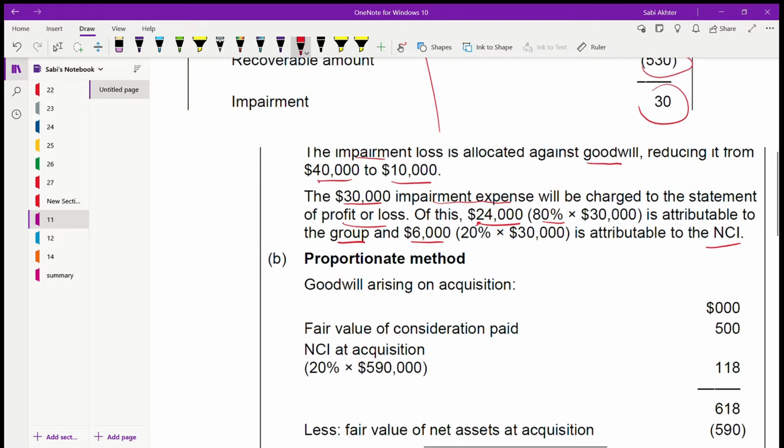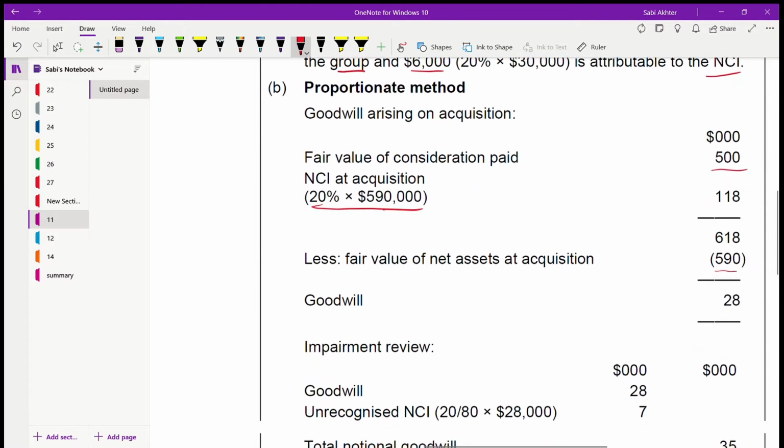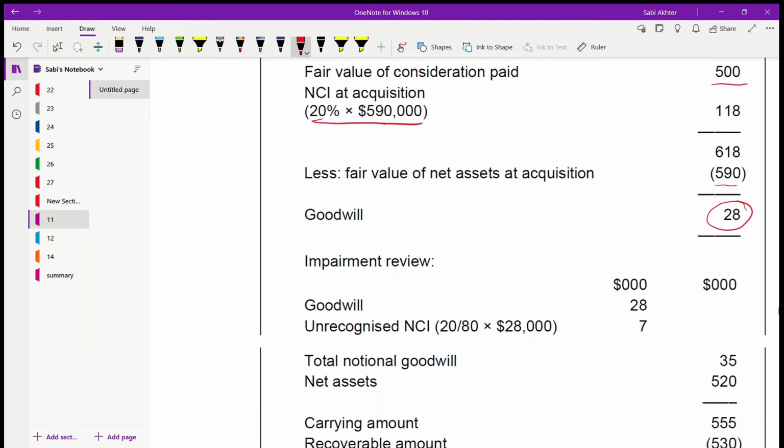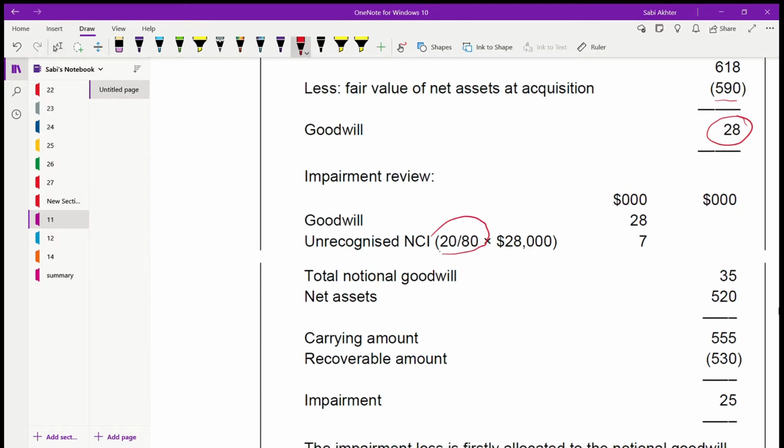Coming to the proportionate method, this will be the same as above. Here you have to take 20% on the net asset, and net asset remains the same. Rest all remains the same. Goodwill is now 28. You have to gross up because it is proportionate. So when you are grossing it up, it's now 20 over 80, on 28. So 7. Now add this 7, which is 35. This is your net asset. So the carrying amount is this. Take your recoverable amount. Impairment is 25.